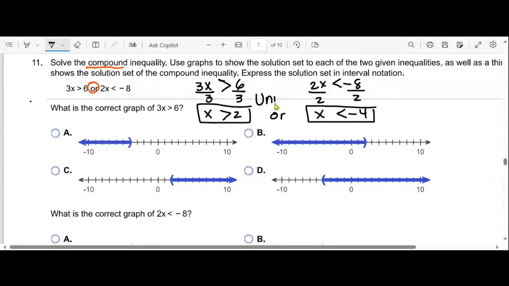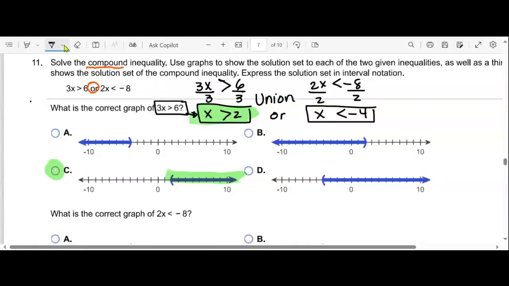Or means what? Union. So which graph is the correct graph? x less than -4 or greater than 2. If you want to graph this, okay, first let's do the first one here. 3x greater than 6. Which one is the correct one? It would be C. Are you sure? Yes, greater than. Correct.